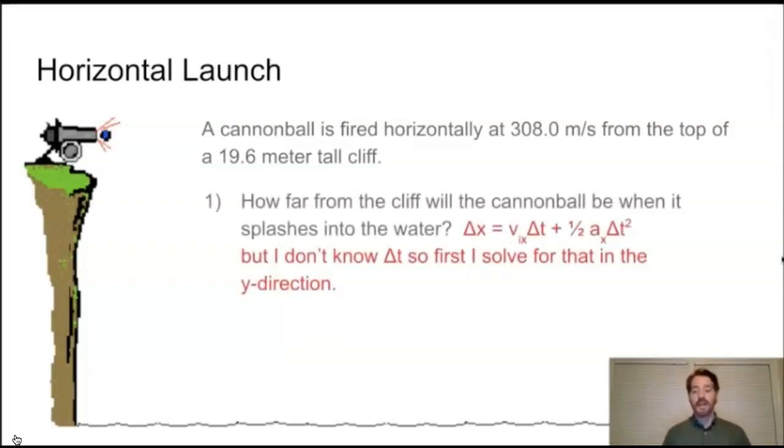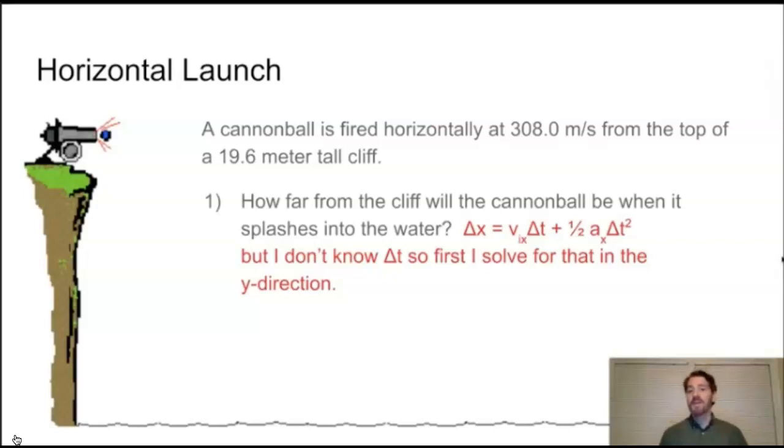I decided I like this delta x equals v initial x delta t plus 1/2 a delta t squared equation. And the reason I like it in the x direction is because the acceleration in the x direction is 0. So this is going to turn into delta x equals velocity initial in the x direction times time. This is actually something that you would have learned about in middle school. We talk about distance equals rate times time. So this has turned into a really simple problem: the cannonball is going to go 308 meters every second moving away from the cliff.